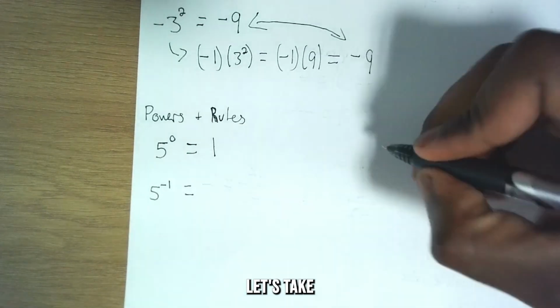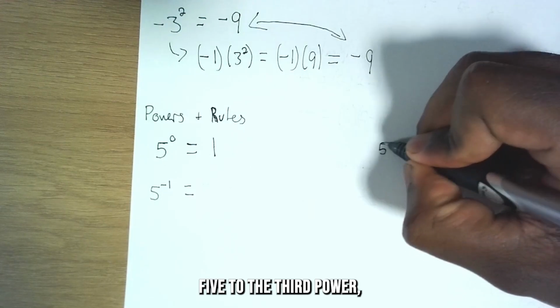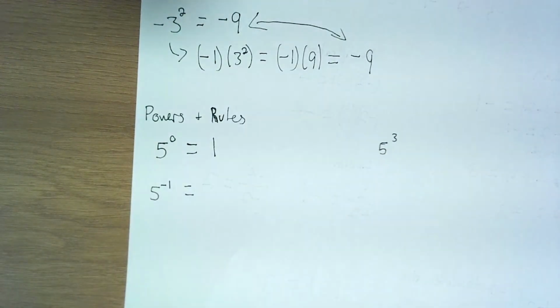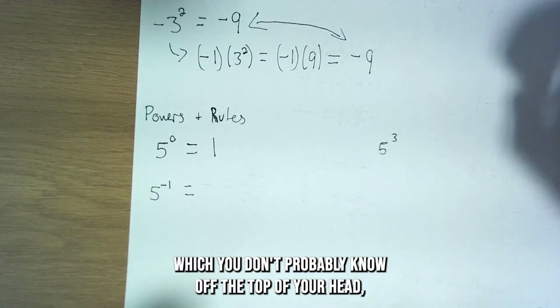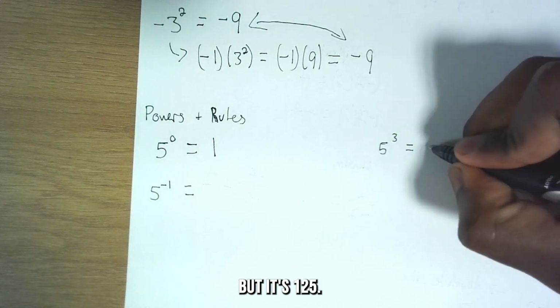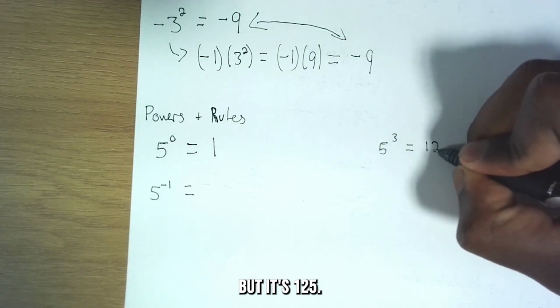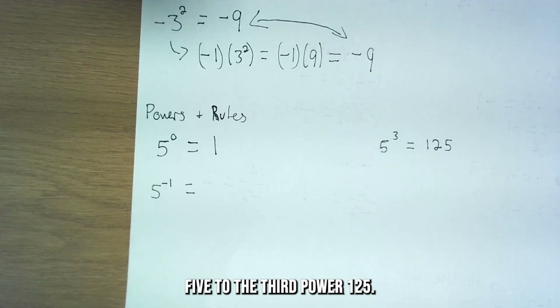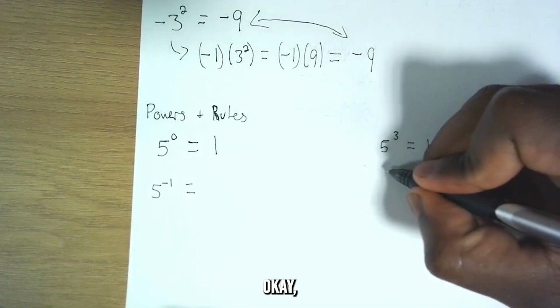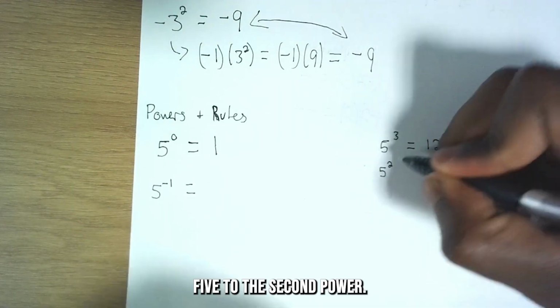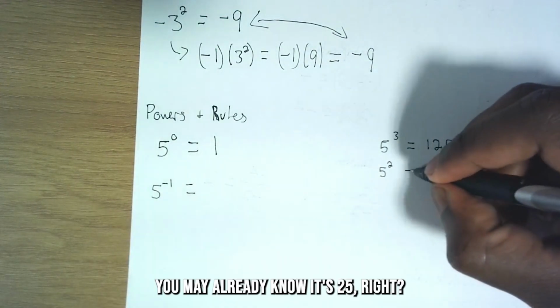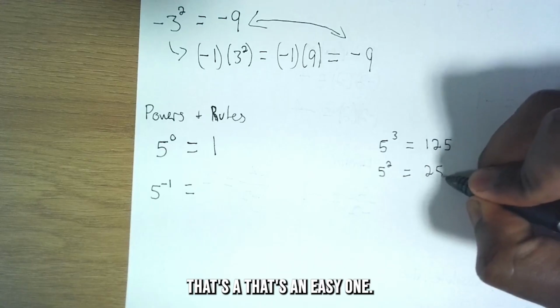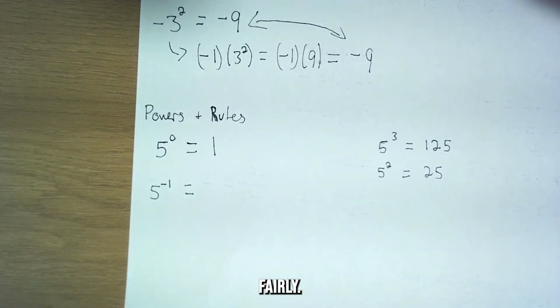Let's take 5 to the 3rd power, which you don't probably know off the top of your head, but it's 125. Maybe you did, maybe you didn't know that. 5 to the 3rd power is 125. Okay. 5 to the 2nd power, you may already know, is 25. That's a fairly easy one.